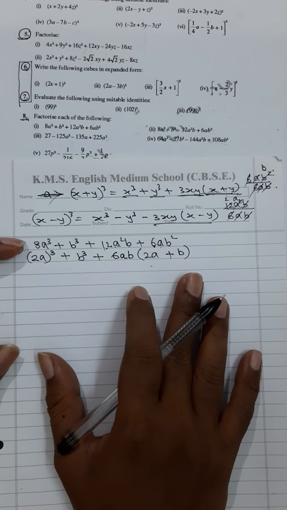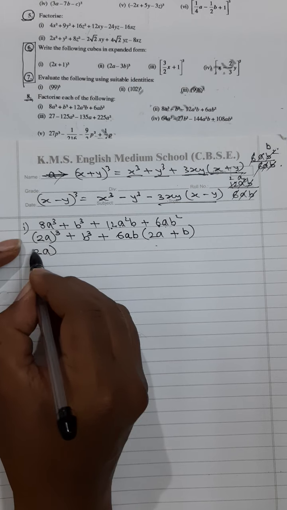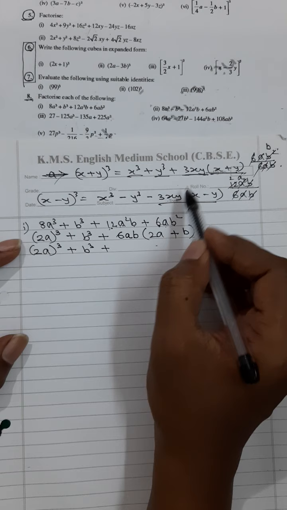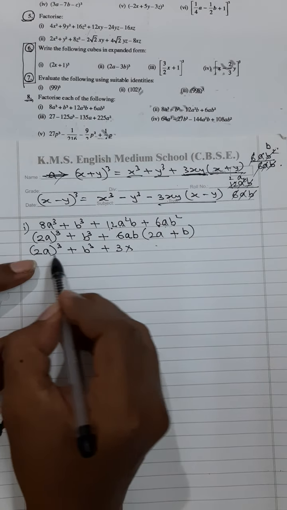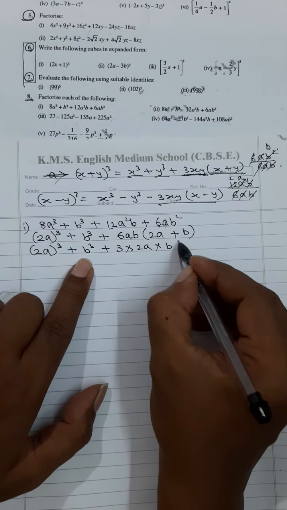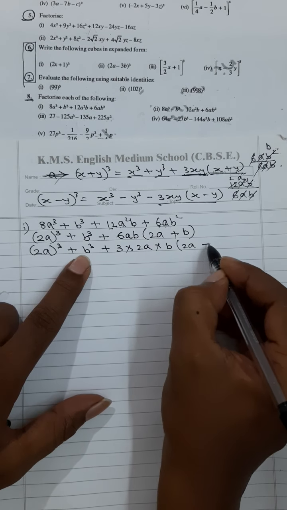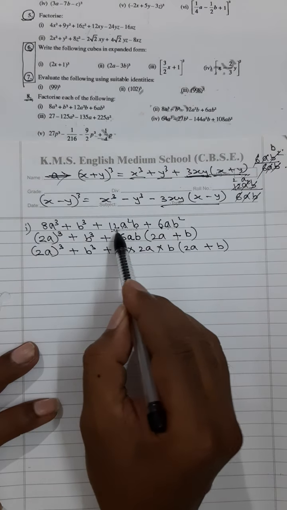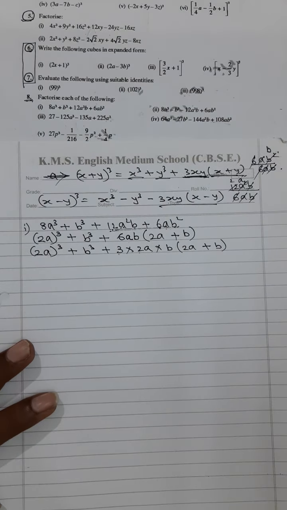Otherwise, what you can directly do: (2a) the whole cube plus b cube plus, now what you have got over here, 3xy. 3 is your formula, x is what? The first cube, 2a. y is what? The second cube, b. And in bracket you will write x plus y. When you open this bracket, this thing should automatically come whole. Otherwise, 3 twos are 6ab into (2a plus b).